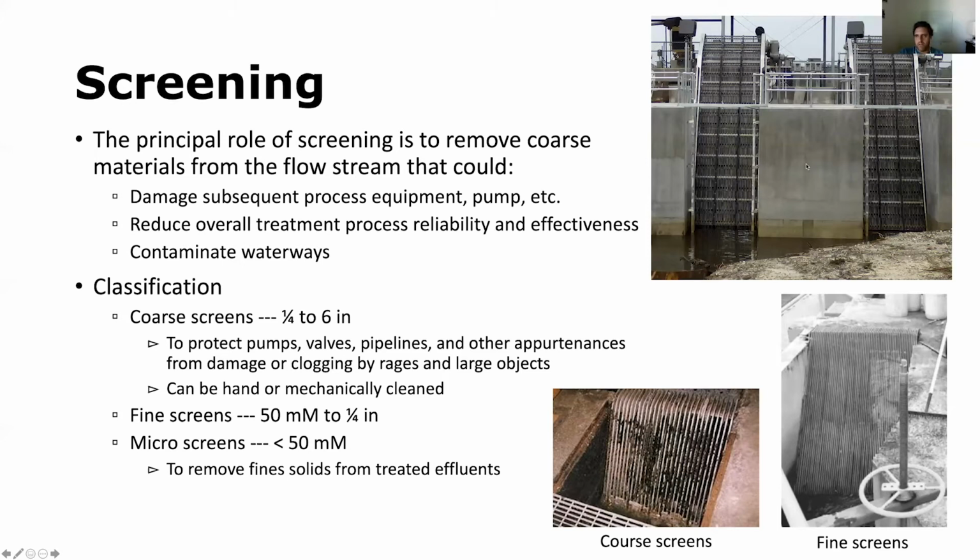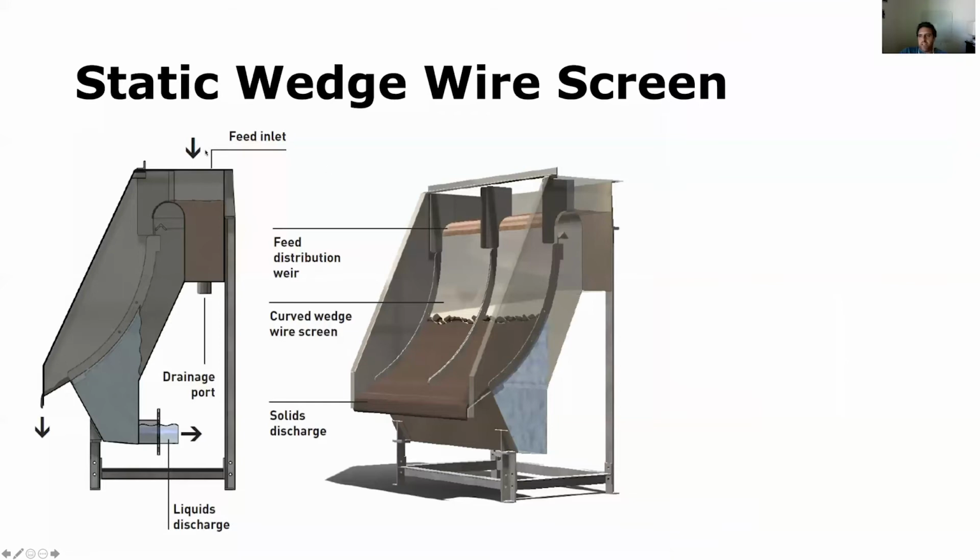It can be hand cleaned or it can be mechanically cleaned. So the above photo shows a mechanically cleaned system. This bottom photo here would be a system that the operator has to come by and remove the materials with a rake. Then we have fine screens, which are up to 1/4 inch, and even micro screens, which are even smaller, which is not very commonly used. There's different designs for screens.